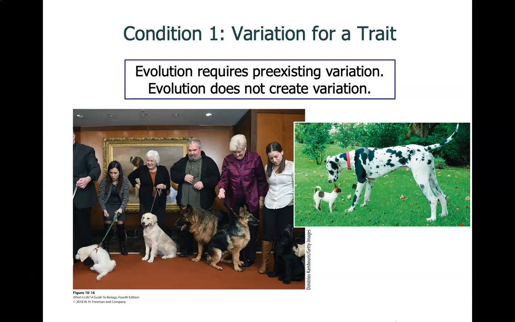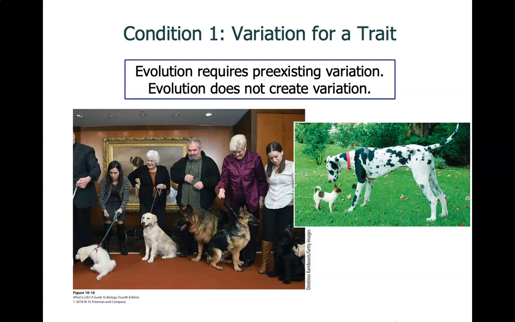Now this is another one of the misconceptions that I often see on a test or on an assignment. And that is that evolution can create new variation. Evolution does not create anything. Evolution changes what is already there. So variation can come from mutation, variation can come from new combinations of alleles, but evolution does not make a new version, a new allele. And evolution cannot happen if there is no variation.